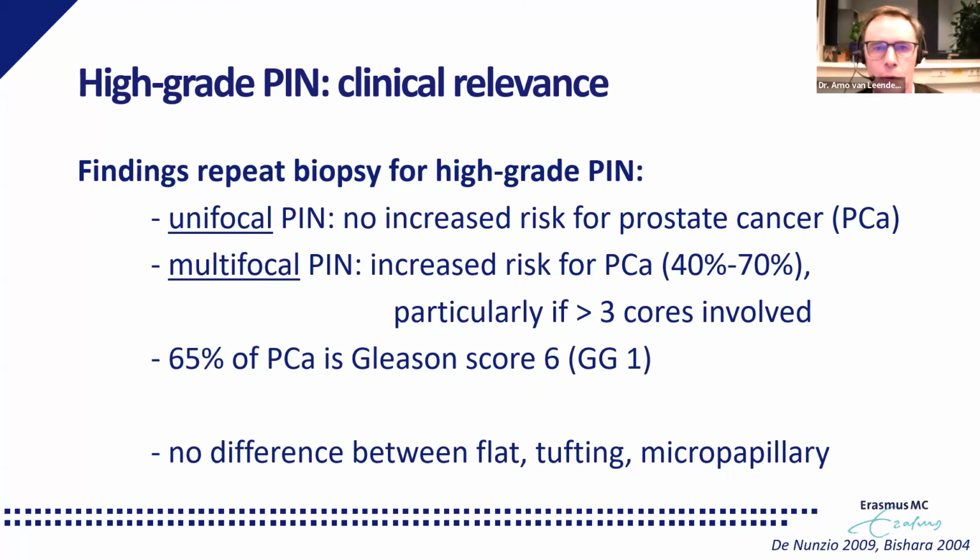However, if you look at what kind of prostate cancer is then found in the rebiopsy, that generally is low-grade Gleason score 6 prostate cancer. And actually that's the tumor that we do not want to find at all, because generally that doesn't cause any problems for the patients. There have been few studies that also looked at the differences between flat tufting and micropapillary, and actually they don't show any difference in prognostic value.